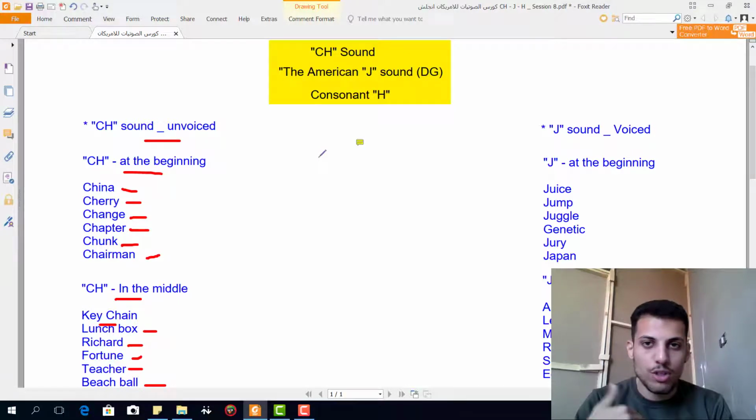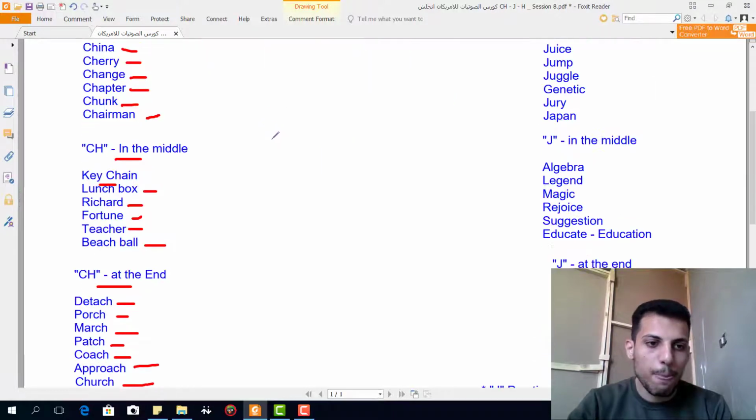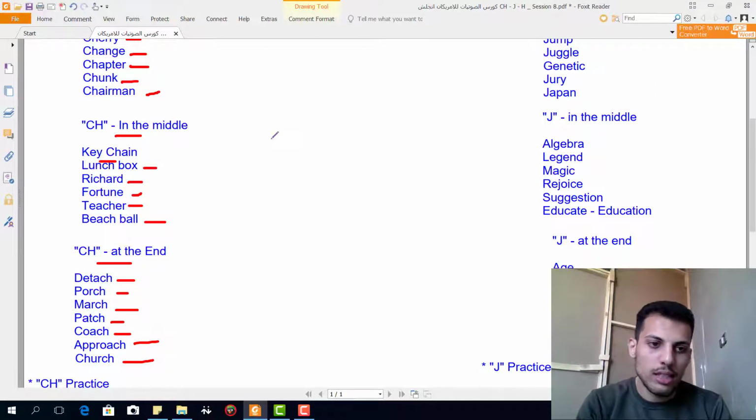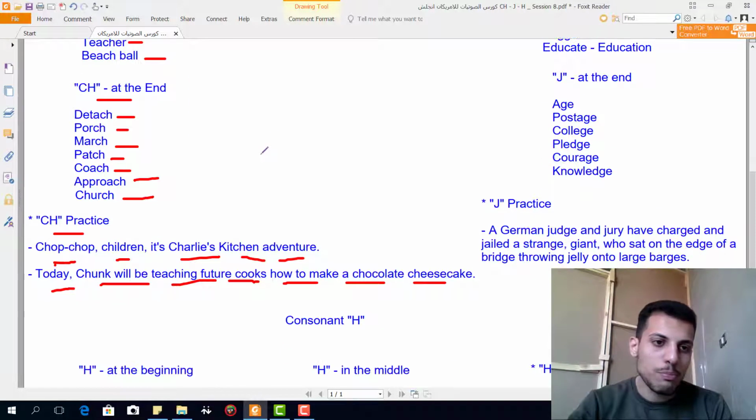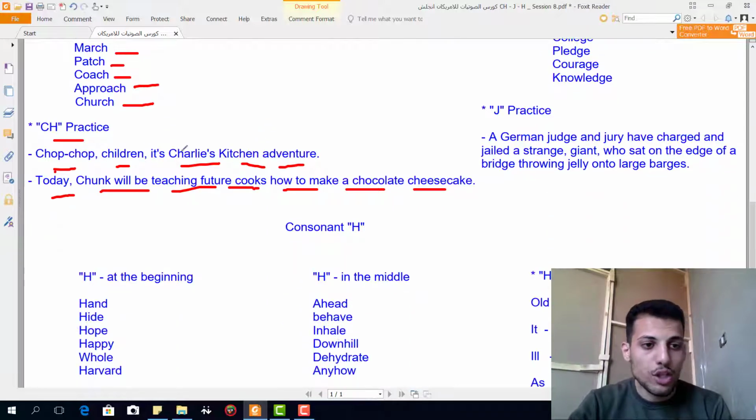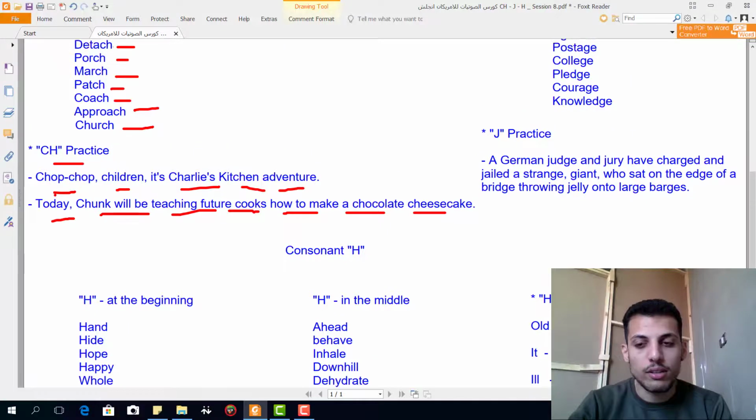Just to get the cha: China, cherry, chain, chapter; in the middle: keychain, lunchbox, Richard, fortune; at the end: detach, patch, porch, church, and march. And the sentence: Chop, children, Charlie's Kitchen adventure. Today, Chunk will be teaching future cooks how to make a chocolate cheesecake.